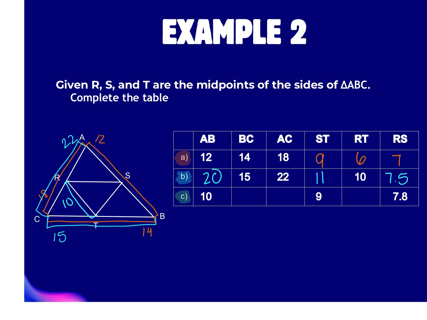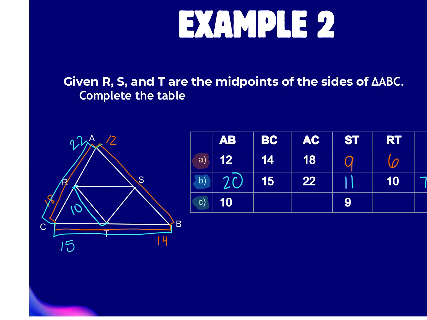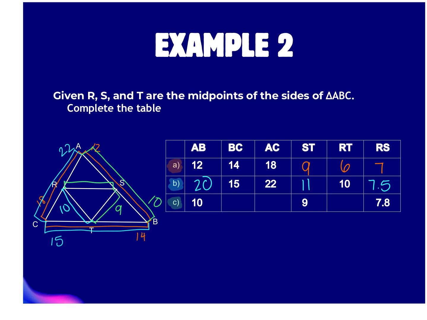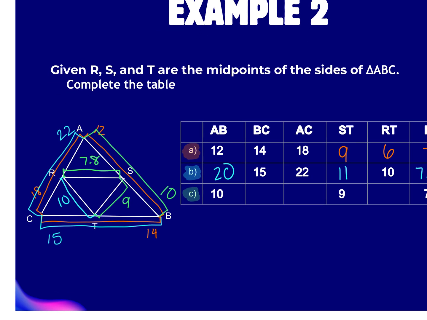And then let's go ahead and do the last one. AB is 10. ST is 9. And RS is 7.8. So again, going through the steps, I'm looking for BC. What's parallel to BC? RS, and RS is 7.8. So what should BC equal? 15.6. Good. Going to the next one.